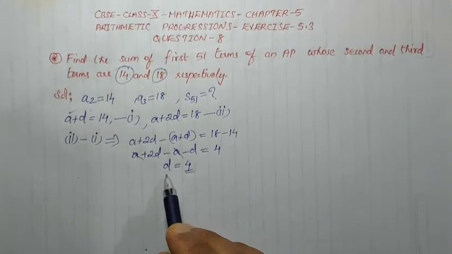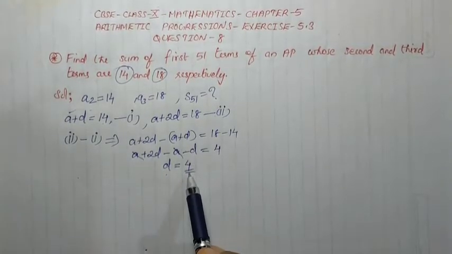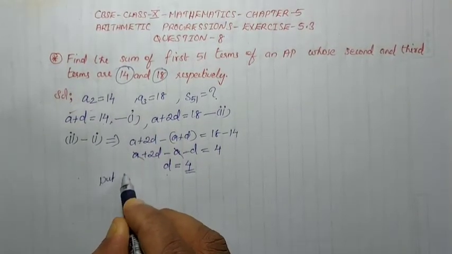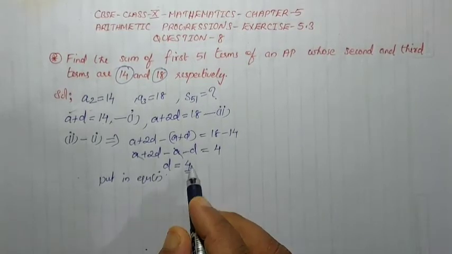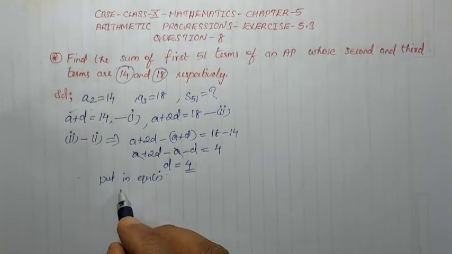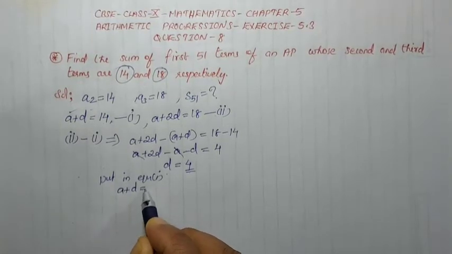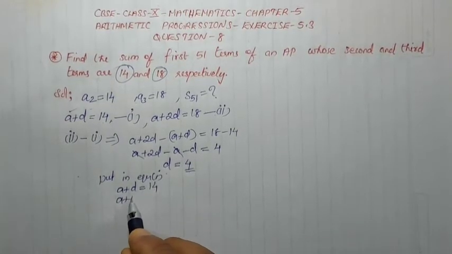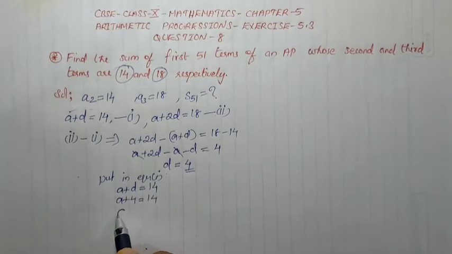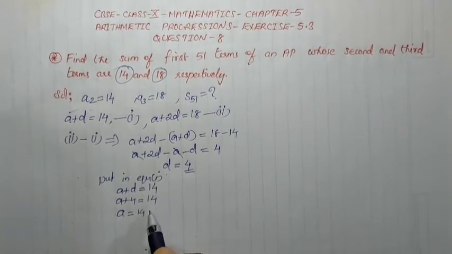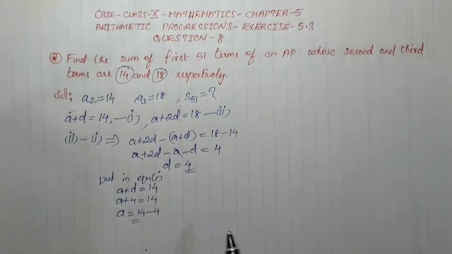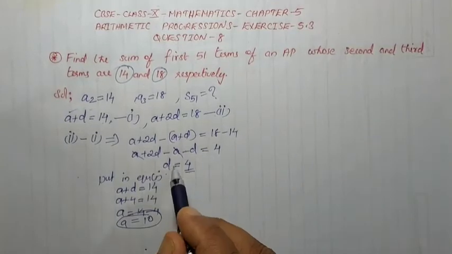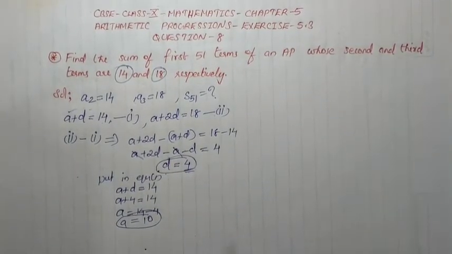Now we can put the value of D in any one of the equations. So we are going to put this value in equation number 1. What is equation number 1? A plus D is equal to 14. So in place of D you can put 4. A plus 4 is equal to 14. That means A is equal to 14, this 4 will go to that side and become minus 4. So you will get 14 minus 4 is 10. That means the value of A is 10 and the common difference D is equal to 4.